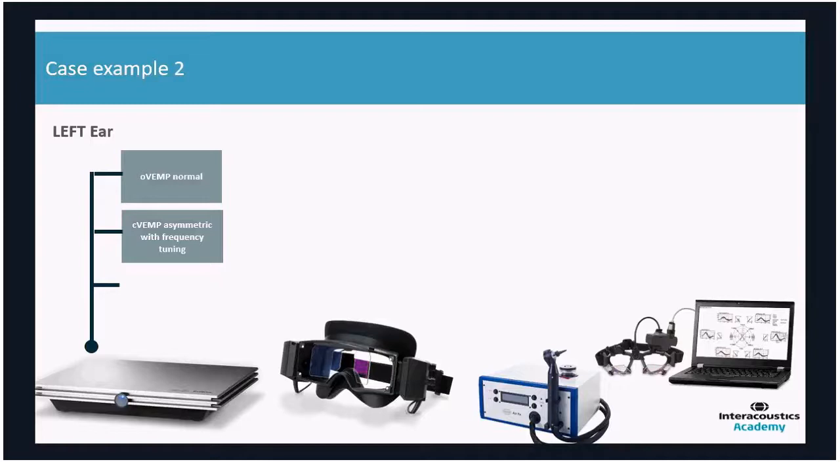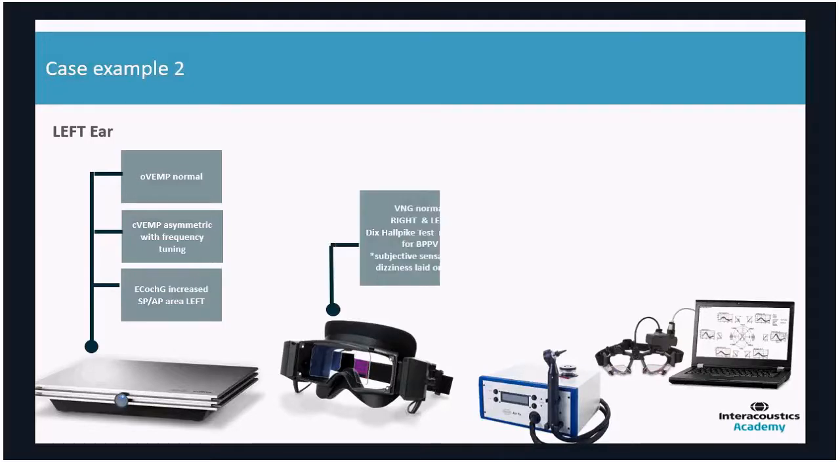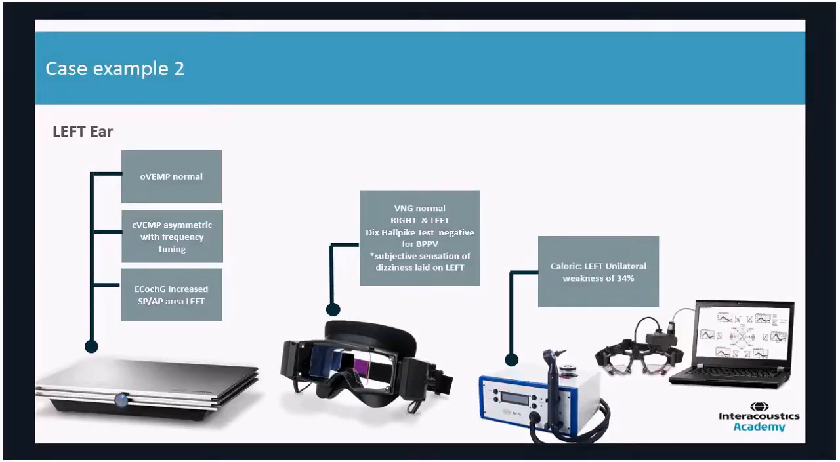That is very much an unusual presentation on cVEMP and does alert us to a peripheral vestibular component affecting the saccular system. In this case, what we've also undertaken is an ECOG. And what her ECOG has actually shown to us is that she's got a large or an increased SP/AP area. So again, this now fits much more with what we consider to be an endolymphatic change in the peripheral organ. We've done some VNG testing, and thankfully that's been quite satisfactory. However, she has got some sensation of dizziness when being laid on her left side.